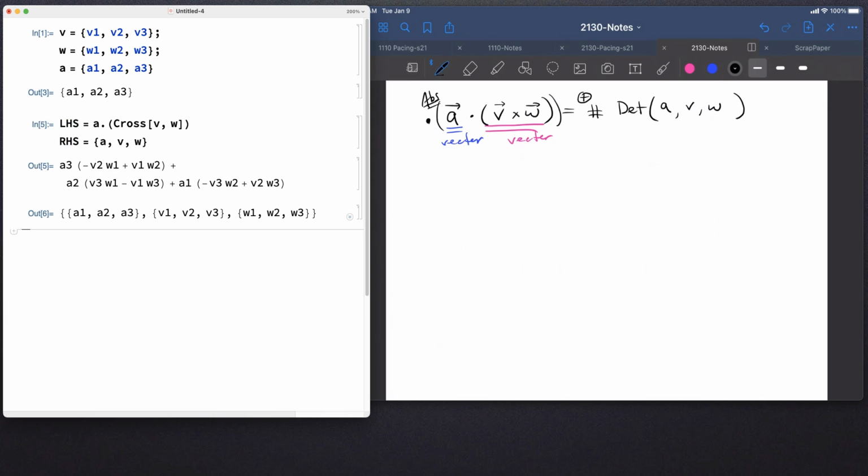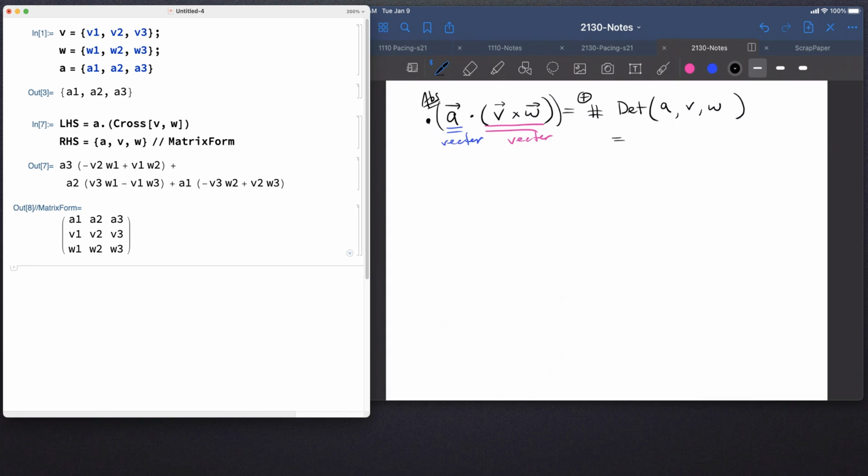Okay. Now look, A, V, and W, if I look at that as a matrix, is A on one row, V, and W. So when we say the determinant of A, V, and W, we mean to compute A1, A2, A3, V1, V2, V3, and W1, W2, W3. So we need to compute the vertical bars, the determinant of that thing.